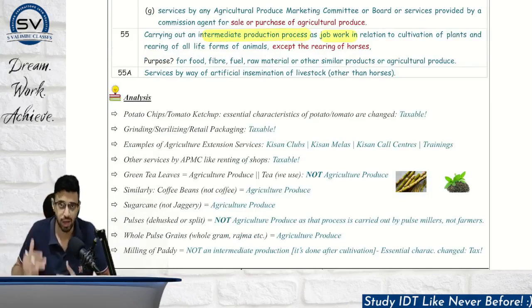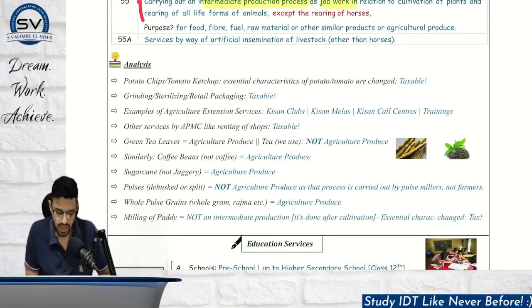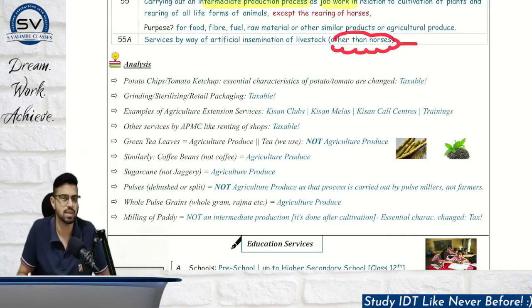We are trying to exempt and lower the cost of GST, and the purpose is the same for food, fiber, fuel, raw material, any other similar product or agriculture produce. Here also, if you see, except the rearing of horses. So wherever you see horse, you have to apply GST, right? That is the way. Next, services by way of artificial insemination of livestock. That is the artificial reproduction process that is being done. But again here, other than horses. I hope now this is clear.